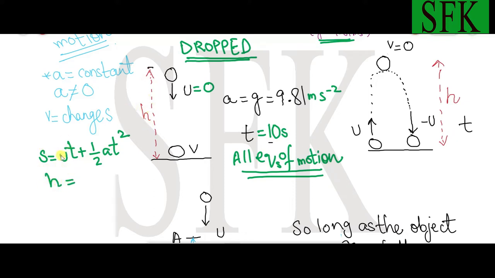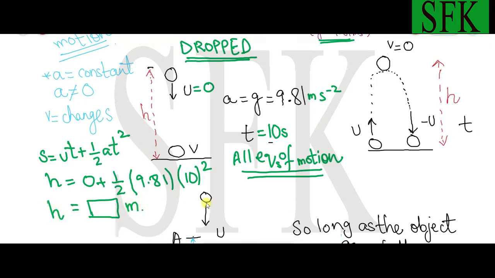So h is equal to u is 0, so this entire term becomes 0, plus half acceleration is going to be 9.81, and it's going to be positive because as the ball falls downward, its velocity increases. So whenever the velocity is increasing, the acceleration is positive. 9.81, and the time is 10 seconds, so 10 squared, and whatever answer that we get is going to be our height in meters. This is how we apply the equations of motion on free falling bodies.